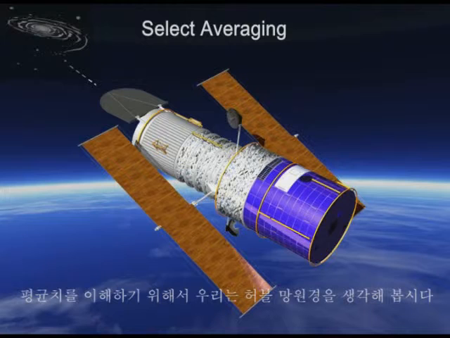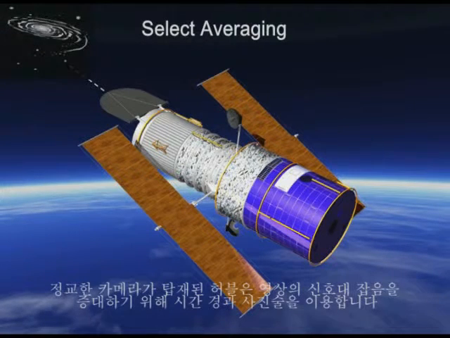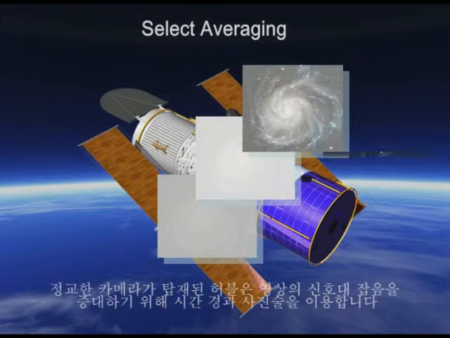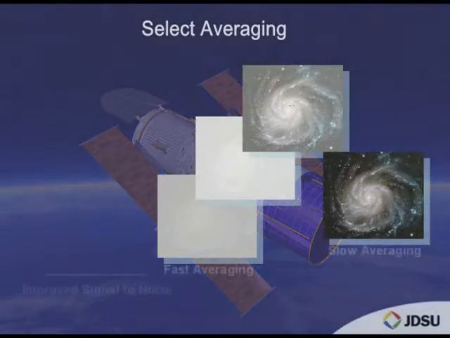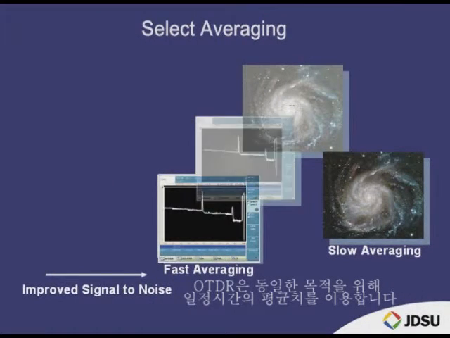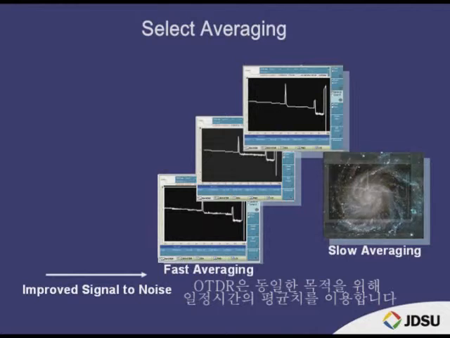To understand averaging, we can refer to the Hubble telescope. The sophisticated camera on board the Hubble uses time-lapse photography to increase the signal-to-noise ratio of an image. An OTDR uses timed averaging to do the same.